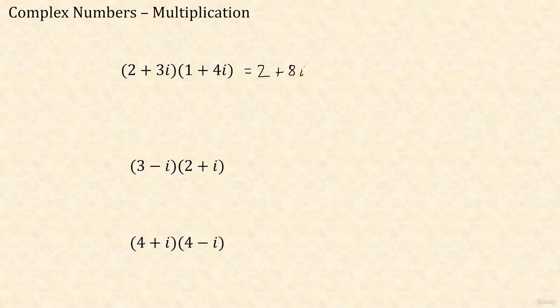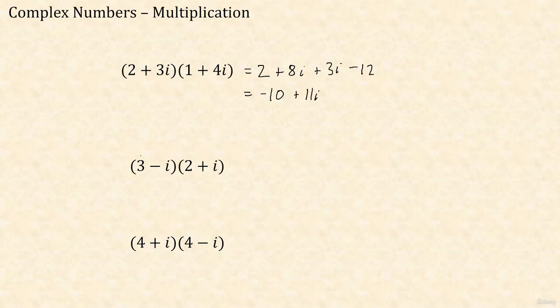Then we do 3i times 1, that's 3i. And 3i times 4i, well, 3 times 4 is 12. i times i is negative 1, so that becomes minus 12. So our real part is 2 minus 12, which is minus 10. And our imaginary part is 8i plus 3i, which is 11i.